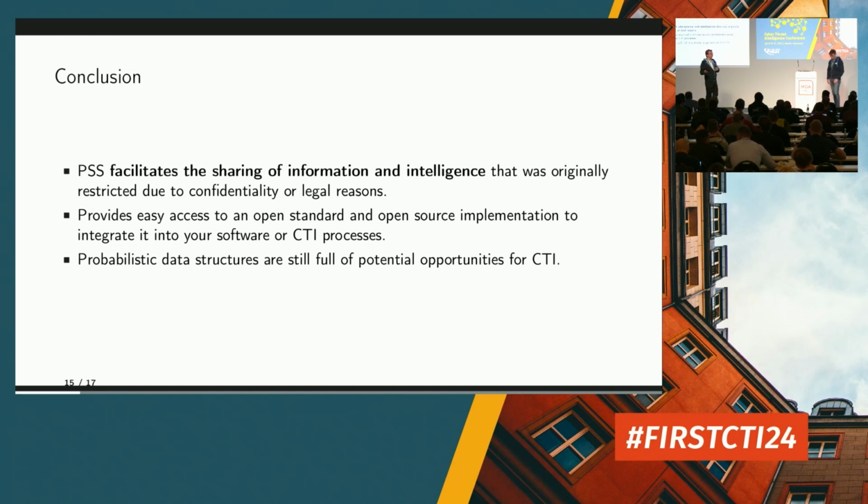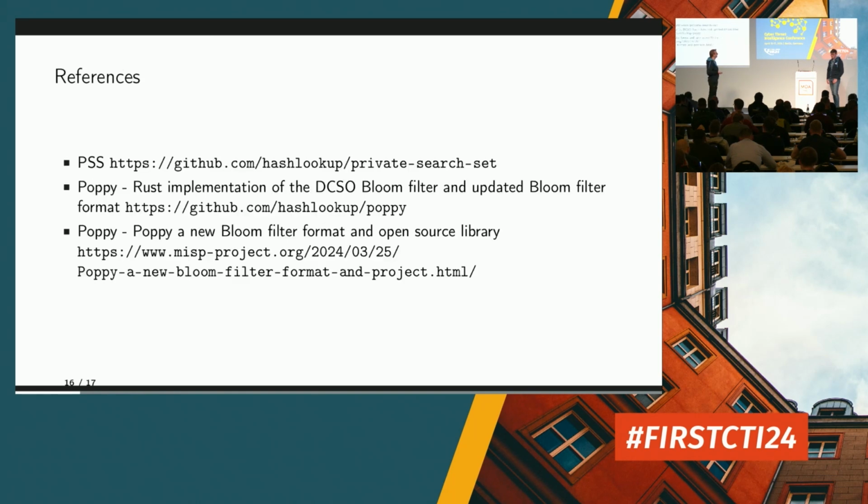If we have vendors implementing it into their CTI feeds, that's great. Something we didn't discuss that much is that there are plenty of use cases in CTI processes with probabilistic data structures like Bloom filters and others. So maybe in the future we might come up with other ideas. In the slide deck, you have a complete set of references with the private search set, POPI, which is the re-implementation of the DCSO Bloom filter in Rust that we did. And there's a complete article on the MISP project page regarding what we did on the Bloom filters.